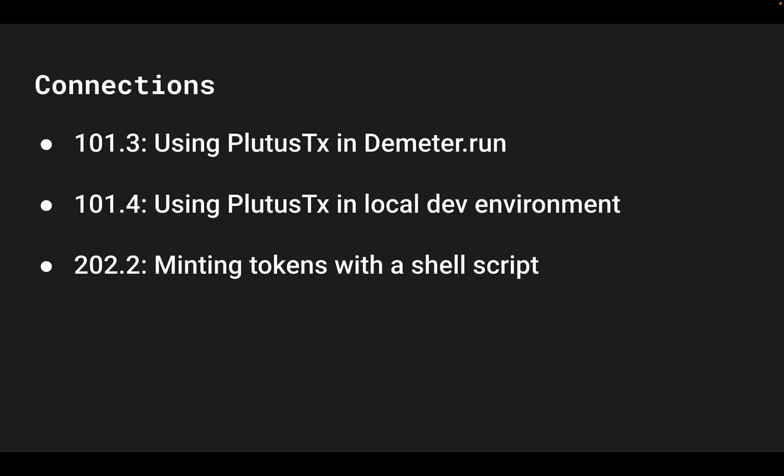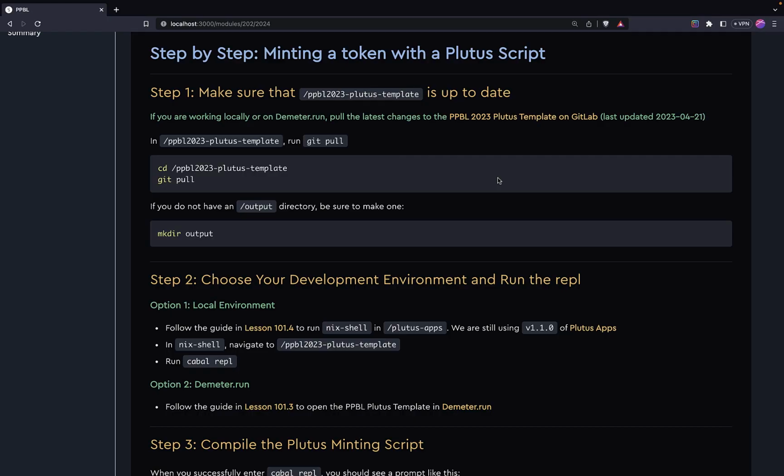In lessons 101.3 and 101.4, you saw how to run a Plutus TX project for the first time. Maybe it was in Demeter Run, or maybe you have a local development environment running. In lesson 202.2, you saw how to mint tokens using an included shell script, and we'll use a similar script in this lesson. I hope that this video helps you continue to build up your background knowledge about the different parts of Cardano development. You can follow along with the documentation below this video.